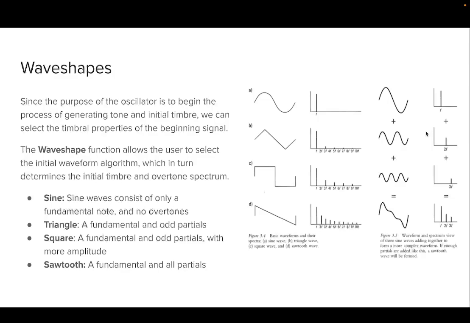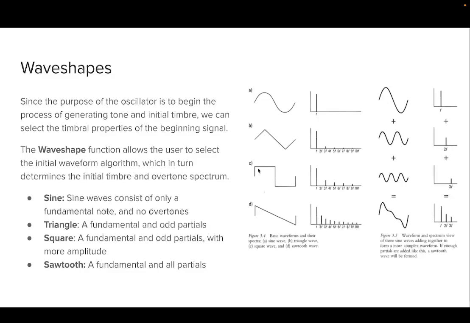On the right, we have pictures of the 4 basic wave shapes and the overtones that they generate. So the sine tone generates only a fundamental. It is the most pure tone of the 4. The second one is the triangle wave, which is a fundamental and alternating overtones, but very quiet. It sounds a lot like a sine wave, but it's slightly more bright.